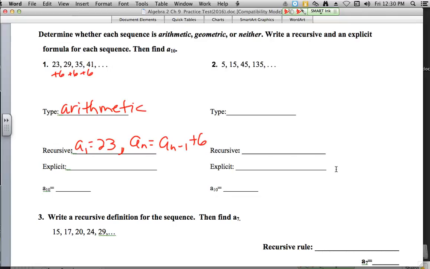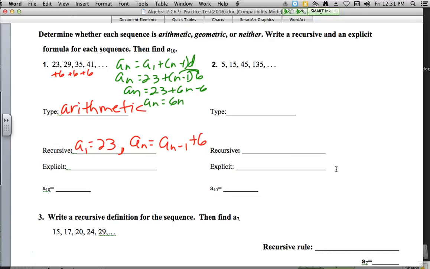But the explicit, we have to go back and use our rule for writing explicit. And again, this will be on the formula sheet that you get for the test. So we need to put in the first term, and we need to put in what they're adding each time, which was the 6. Then we distribute from the right-hand side, and that will give us 6n plus 17.